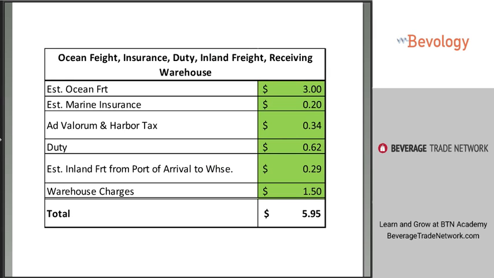Ocean freight, marine insurance, ad valorem and harbor tax, duty, which I talked about earlier, and then an estimated inland freight from port of arrival to the warehouse of the distributor who is going to be selling it, and then warehouse charges. And these, for example, could be the receiving charges from Western Carriers or one of the other storage warehouses that you use. Not all of these are fixed.